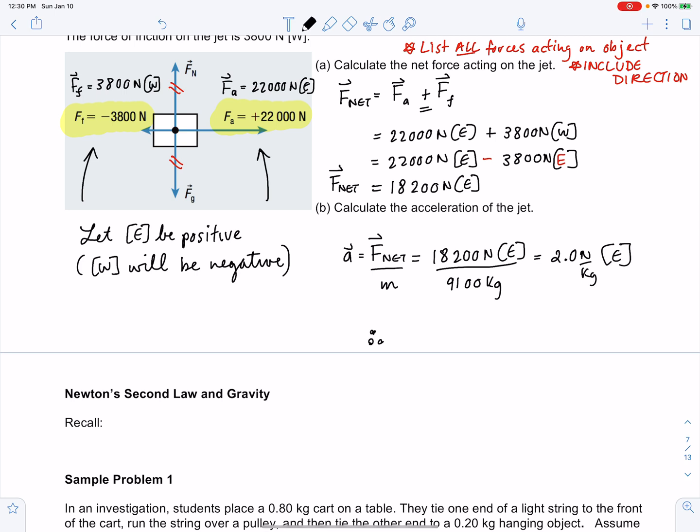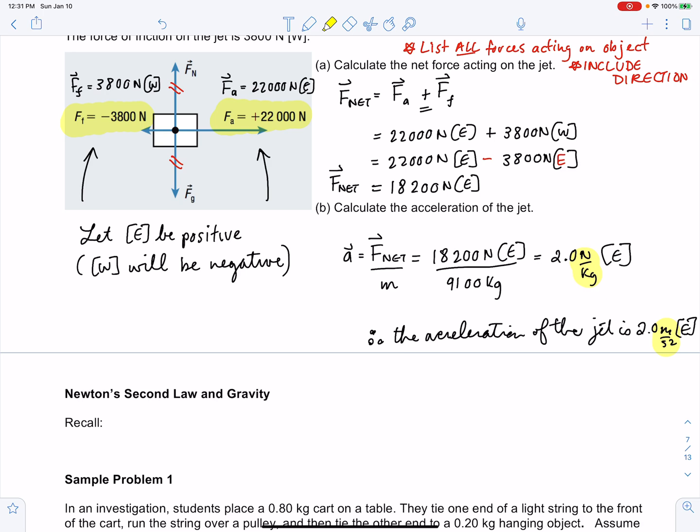And you can write, therefore, the acceleration of the jet is 2.0 meters per second squared east. I've changed newtons per kilogram into meters per second squared. If you left it as newtons per kilogram, you would get full marks. It is 100% correct. I just wanted to reinforce that both of these are interchangeable.